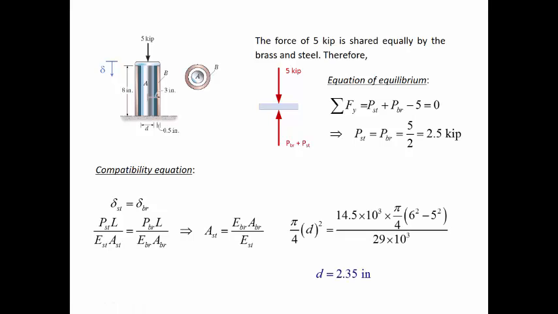So writing the value of the area in terms of the diameter, the area of a circle is pi r squared, but if we put it in terms of the diameter, it would be pi d squared divided by 4. And substitute for the corresponding values of the elastic moduli and the cross-sectional area of the brass. And all we have here is an equation with one unknown, which is the diameter of the steel post. And we find that that diameter has to be 2.35 inches to ensure that the load carried by the steel post and the brass tube is the same.